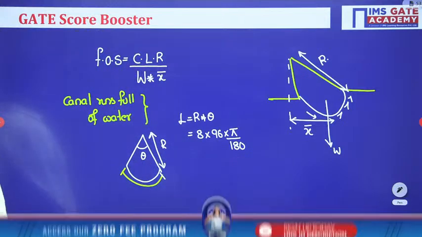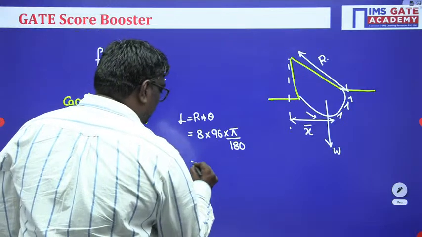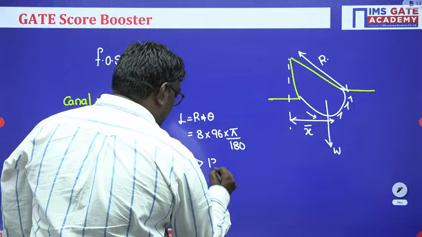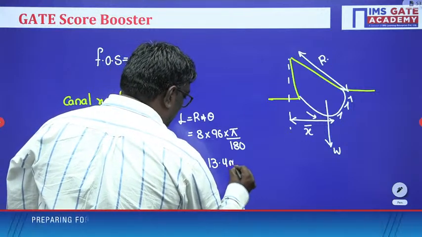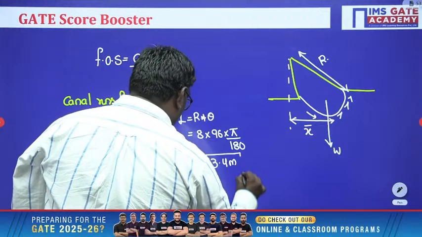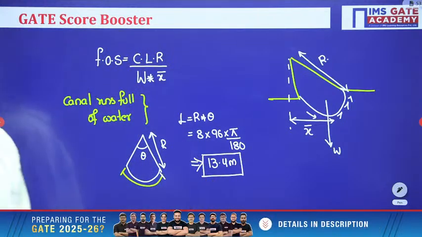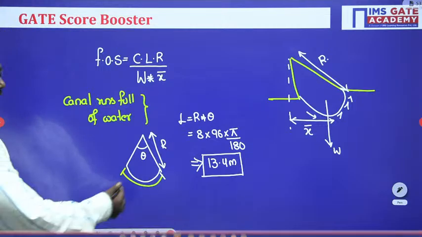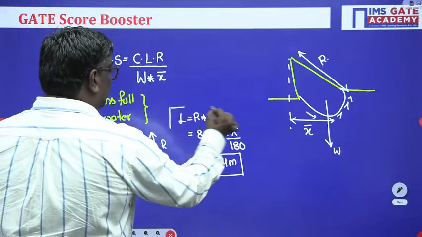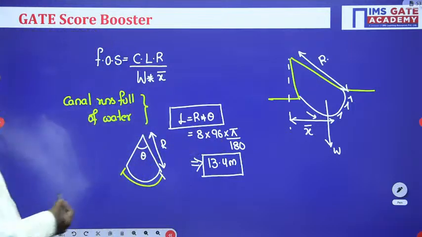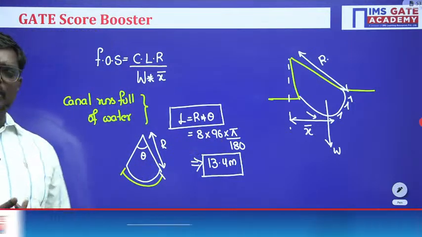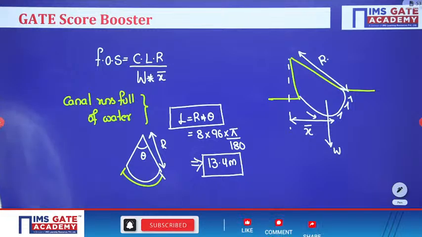So what will be the length of the arc here? The length of the arc is equal to 13.4 meter. Length of the arc is nothing but r theta, which is equal to 13.42, you can write 13.5 meter.